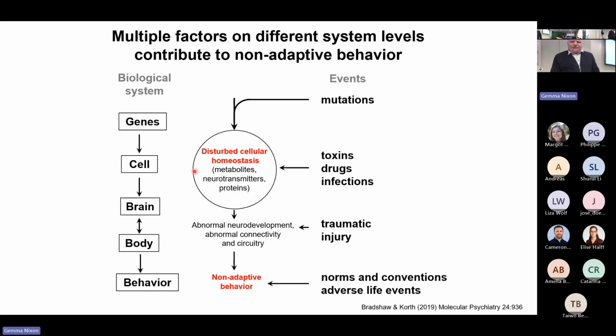What I'm going to talk about today is in this kind of hierarchical depiction of the different levels of biology, from genes to behavior. We're going to talk about this cellular level of disturbed cellular homeostasis or proteostasis. This is not in contradiction to anything that is said about genes or even traumatic neurodevelopment. And obviously, what is also very important is that the criterion of non-adaptive behavior is very much dependent on the norms and conventions that we give these clinical diagnoses.